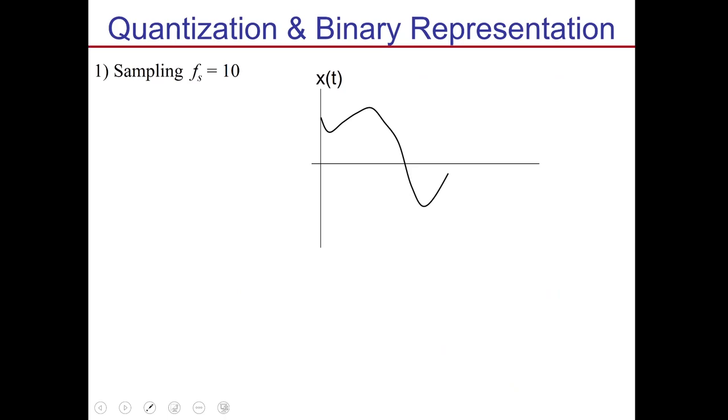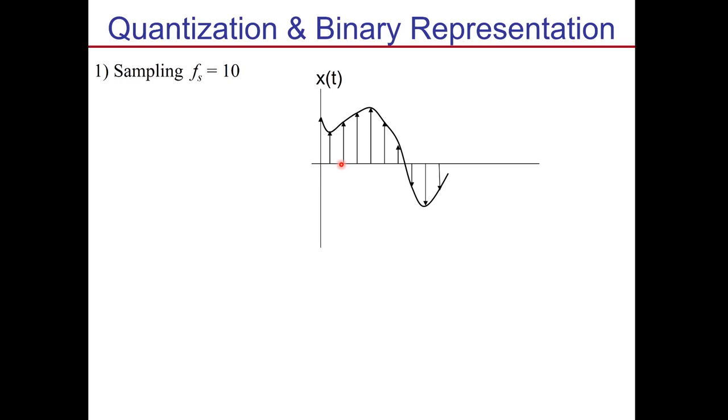Now let's move on, after you sample, to quantization and binary representation of the samples. So you have this signal x of t continuous, and we decide to sample it at 10 samples per second. So these are the samples we will be getting, this sample and this and this and this and so forth. Now, if I want to transmit these samples as binary, that value, the amplitude here and here, even if this signal is like from minus 4 volt to plus 4 volt, each sample here has infinite possibility of values.